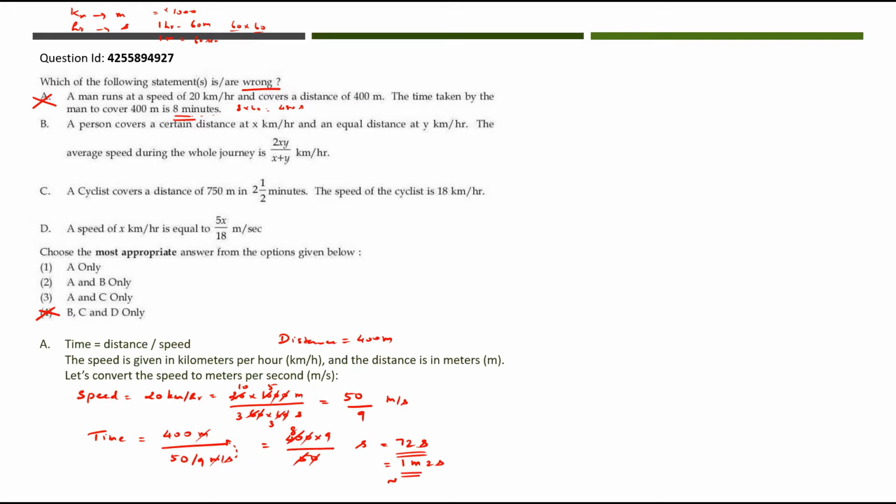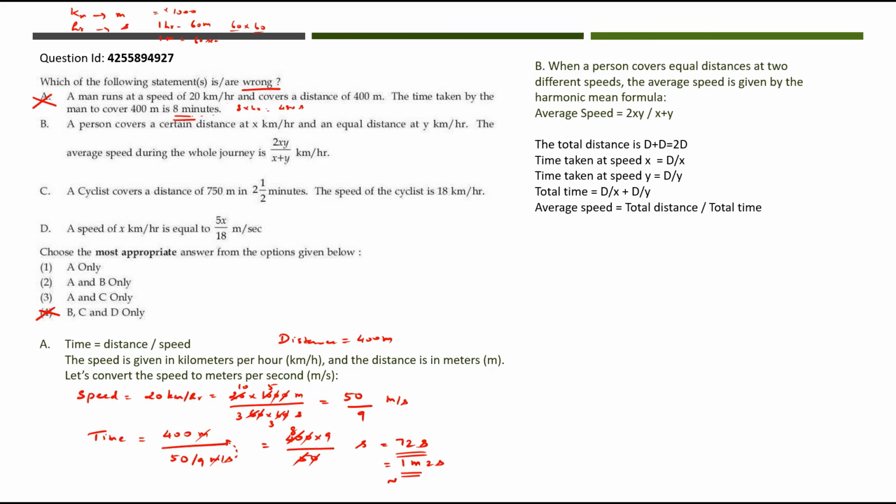A person covers a certain distance at x km per hour and an equal distance at y km per hour. The average speed during the whole journey is 2xy divided by x plus y km per hour. When a person covers equal distances at two different speeds, the average speed is given by the harmonic mean formula, 2xy divided by x plus y. Since the unit is kilometer per hour, we definitely know B is true now.